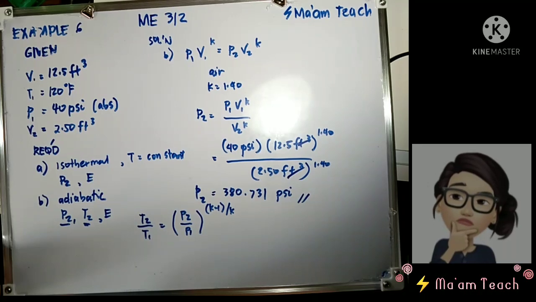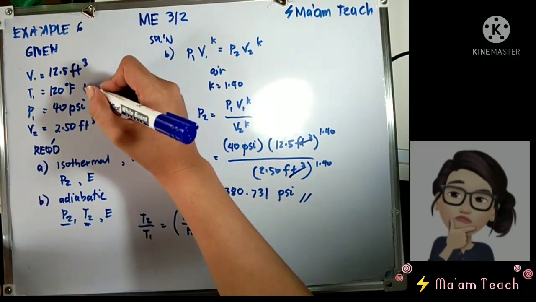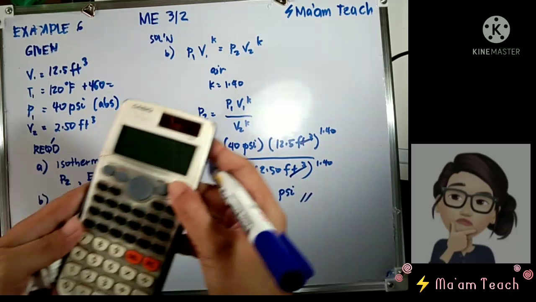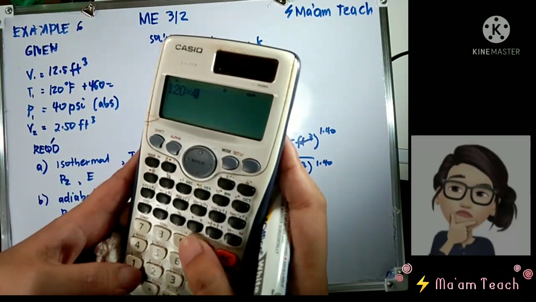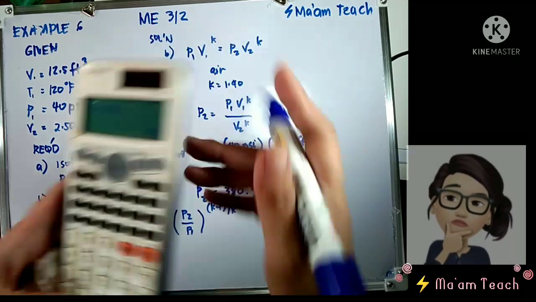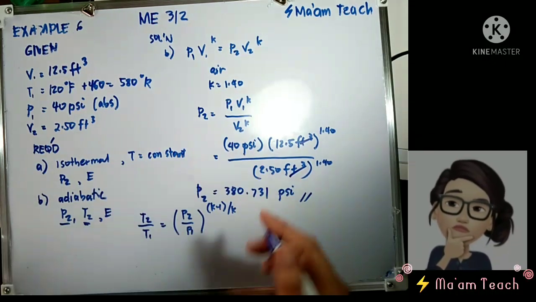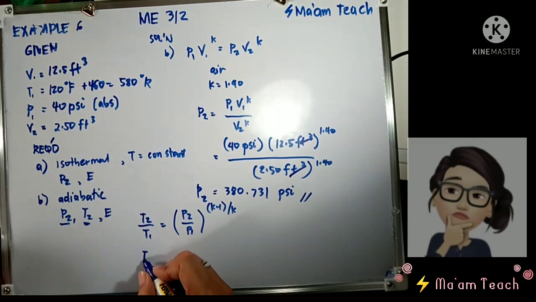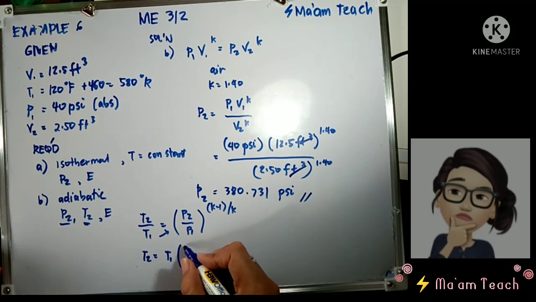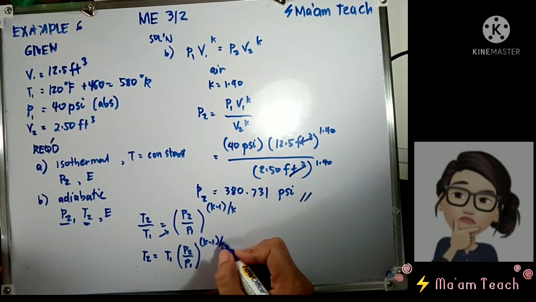Okay? And for us to convert your degree Fahrenheit to Rankine, what should we do? We should add 460, so that our temperature would be in Rankine. So, 120 plus 460, you'll have 580, and the unit now is degree Rankine. Okay? So, our working equation will become T sub 2 equals T sub 1 times P sub 2 over P sub 1 raised to K minus 1 over K.